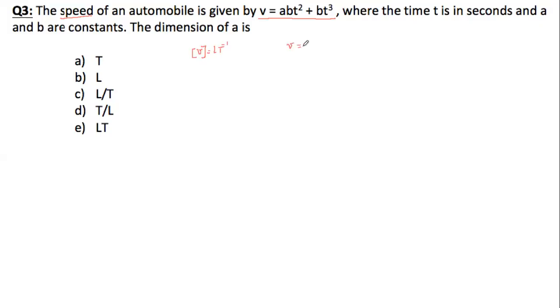So my equation is this: V is A B T squared plus B T cubed. So this is the equation. So it means that the dimension of V has to be the dimension of this. If I'm adding two terms, that means these terms have the same dimension. Meaning, necessarily, A B T squared has the same dimension as B T cubed. Is it clear?